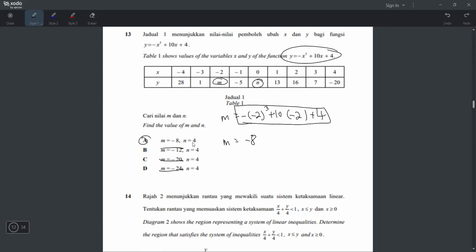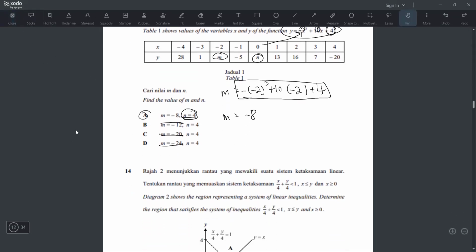Okay, let's check what n is. So n is when you substitute x as 0. So if you substitute 0, this becomes 0, this becomes 0. So the answer is 4. So yeah, correct. n is 4. Okay, so 13 is quite easy. So that's the answer.